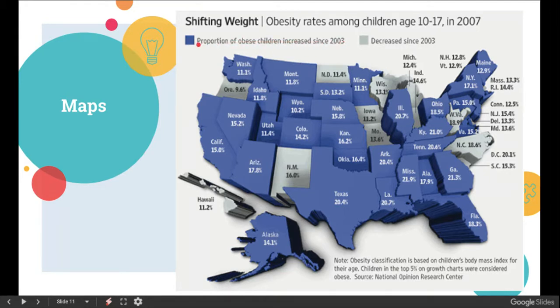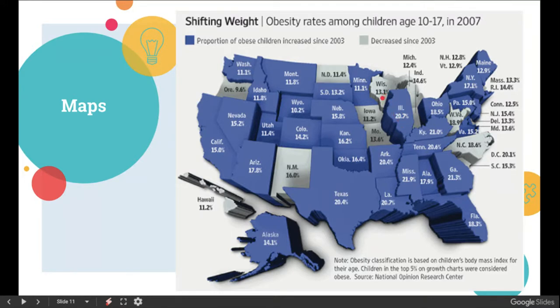So blue states are where obesity increased since 2003, in those 4 years, and gray states are where obesity decreased since 2003. But the percentages on each state are not about how much they decreased, but the obesity rates. So let's take a look at Wisconsin and Illinois, since they're right next to each other and a pretty good contrast.